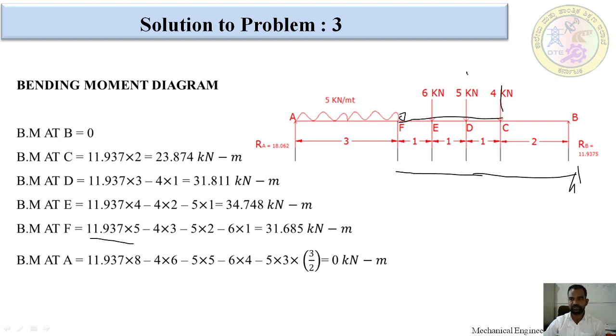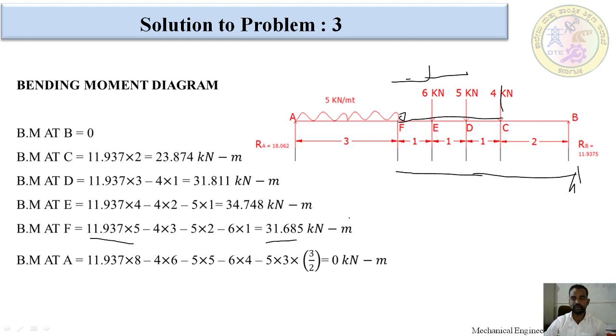After that, 5 into this distance 2 meter. After that, 6 into this distance 1 meter. Total would be 31.685 kilonewton-meter. There is no need to calculate bending moment at A point, because at the support the bending moment is always 0 only. This completes the calculation of bending moment.